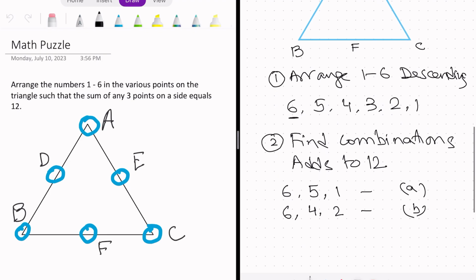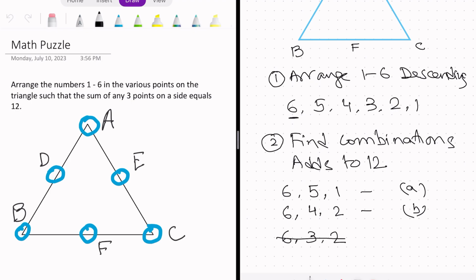Then the third number would be 6. Can we do anything with 6? If I take the next number, which is 3, it adds up to 9. And if I take the third highest number, which is 2, it adds up to 11. So even with this, it's not going to meet our requirement of 12. So this is not going to work.